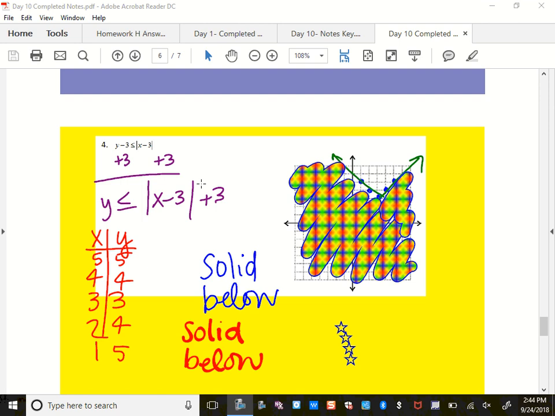Remember, guys, you can never add, subtract, multiply, divide. You can't do anything within the absolute value. Right. Okay? How did you guys do on this? Pretty good?